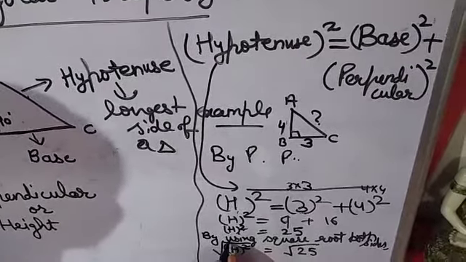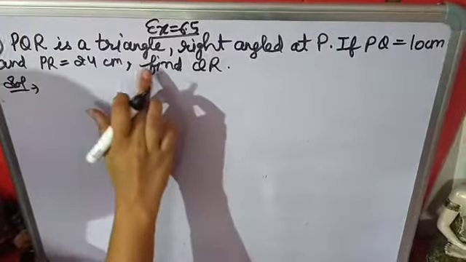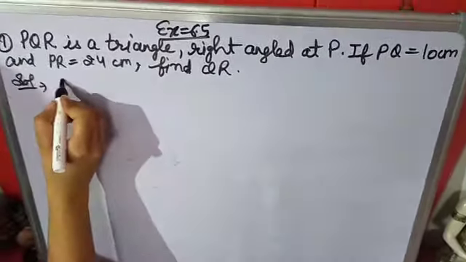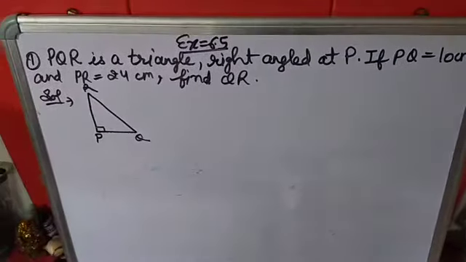Now we are starting the first question of exercise 6.5. PQR is a triangle, right angled at P. First of all we will draw the figure here. We will draw a right angle triangle. He is saying right angle at P, so here is the right angle. We will give the name P here, so it will be P, Q and R. So this is the right angle triangle PQR.